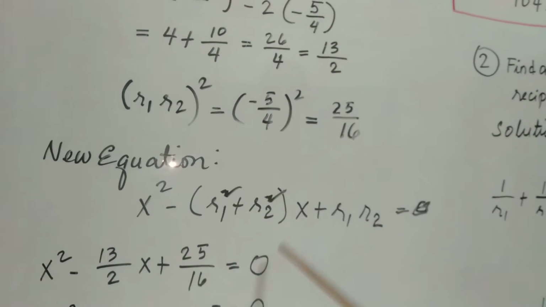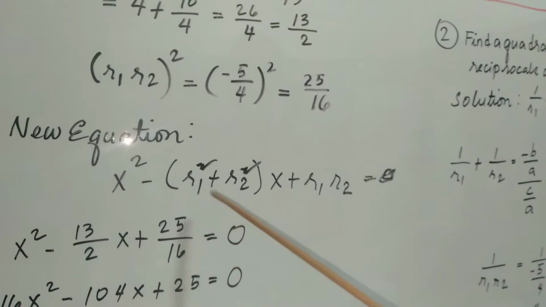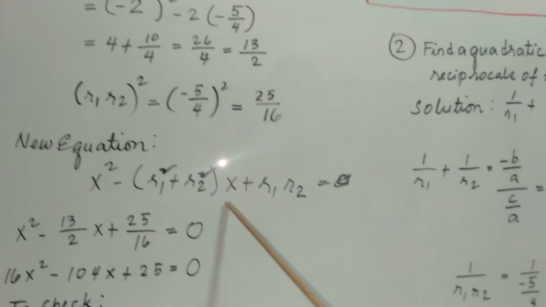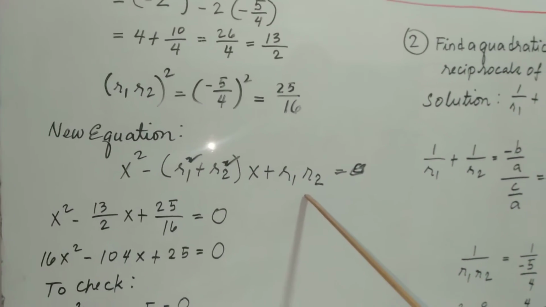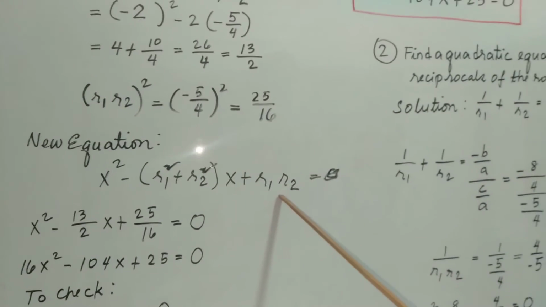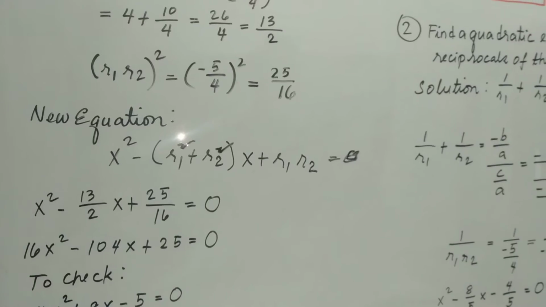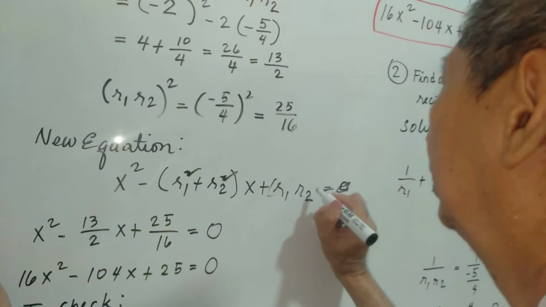Just substitute the values of r1 squared plus r2 squared, which is 13 over 2, x, plus r1 r2 squared, which is 25 over 16. So this one is squared, so we're going to square this also.